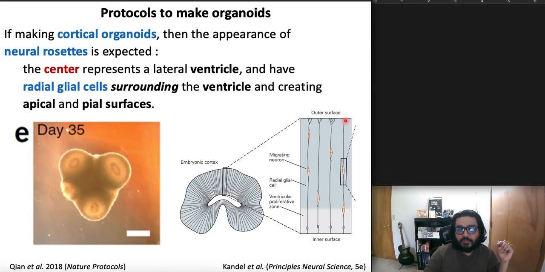The outer surface is the peel layer, right? And so this is kind of what we're seeing here. So this is a growing embryo in true fashion. And so this essentially is this right here, right?